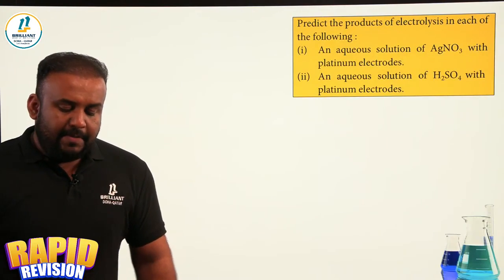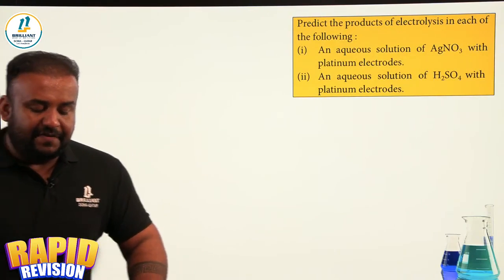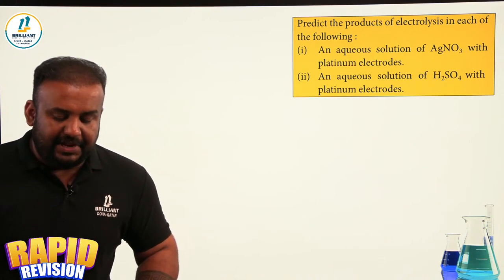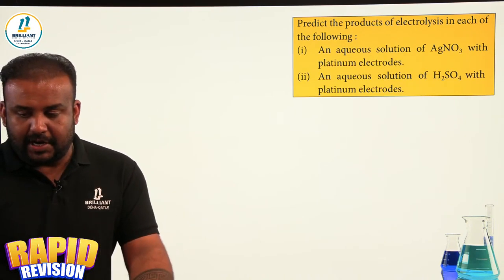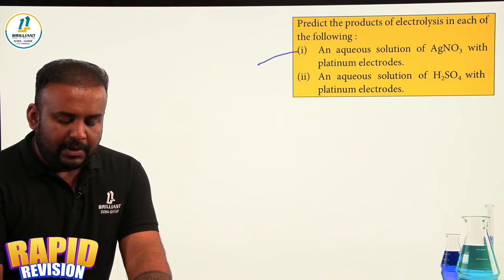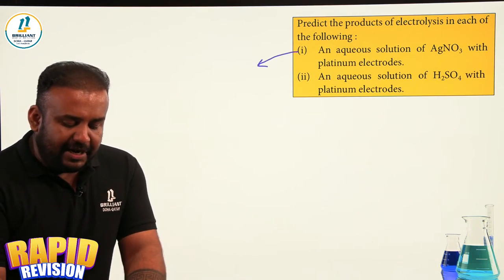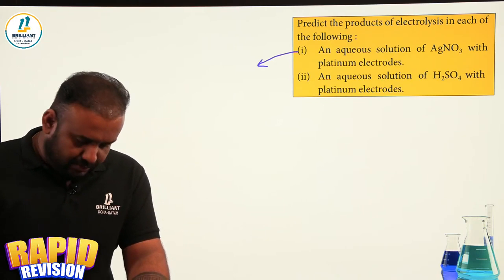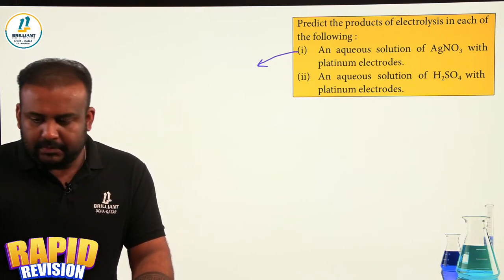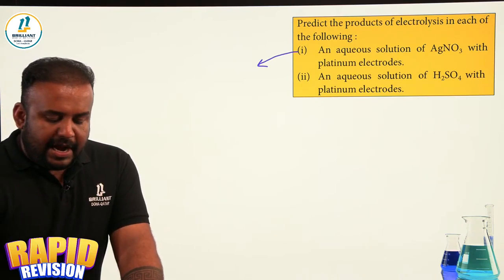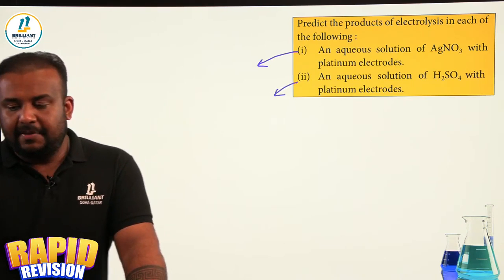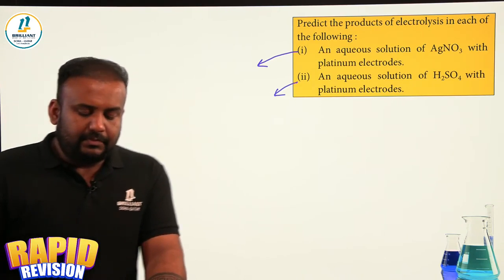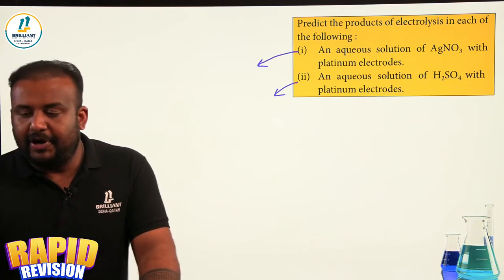Right. Predict the products of electrolysis in each of the following. An aqueous solution of AgNO3 with platinum electrodes. Come on, quick. AgNO3 with the platinum electrodes. Aqueous solution of H2SO4 with platinum electrodes. Both of them. The products.